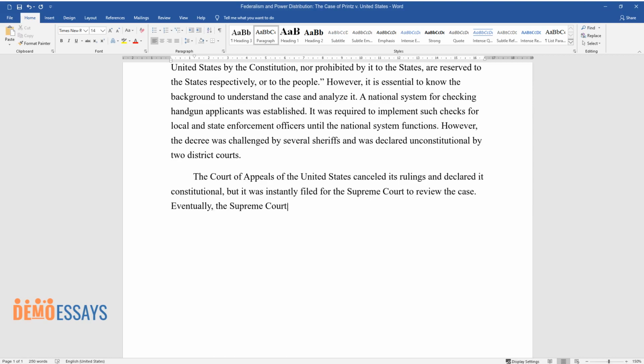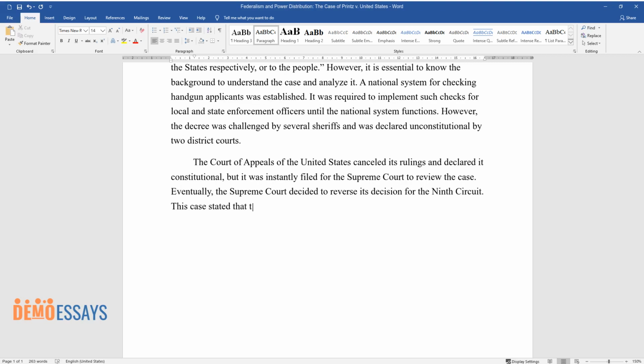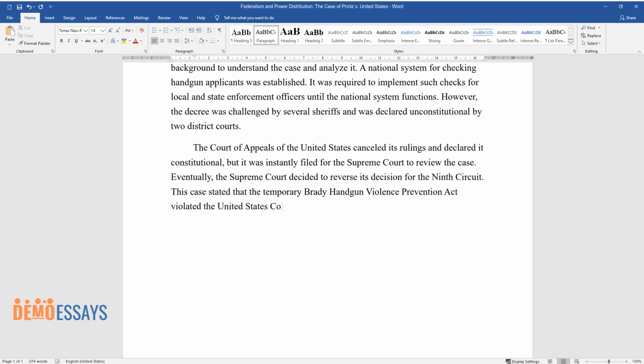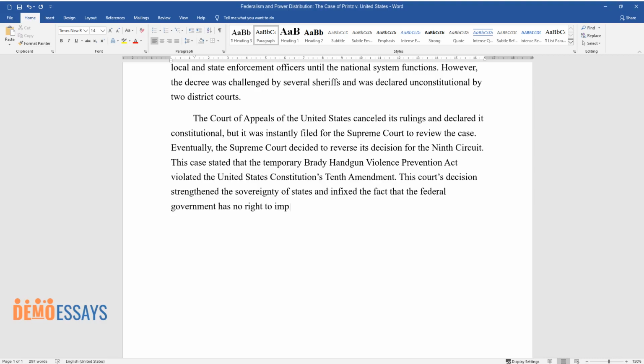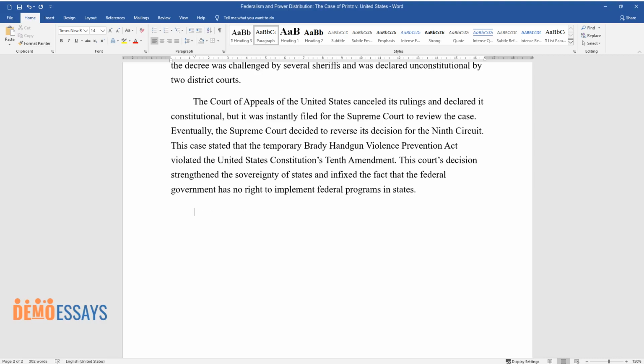Eventually, the Supreme Court decided to reverse the decision of the Ninth Circuit. This case stated that the temporary Brady Handgun Violence Prevention Act violated the United States Constitution's 10th Amendment. This court's decision strengthened the sovereignty of states and affirmed that the federal government has no right to implement federal programs in states.